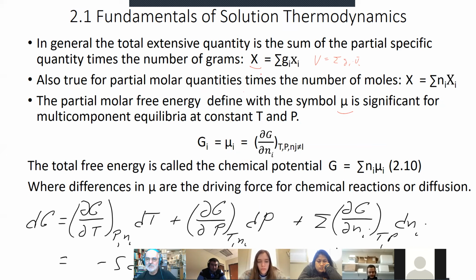And then just like up above, the total free energy can be called the chemical potential. It's the sum of the number of moles times the partial molar volume, just like we did up above. So this sum adds up to give the total free energy.